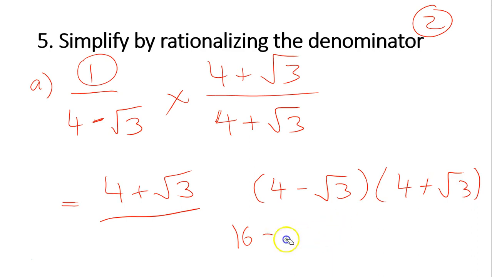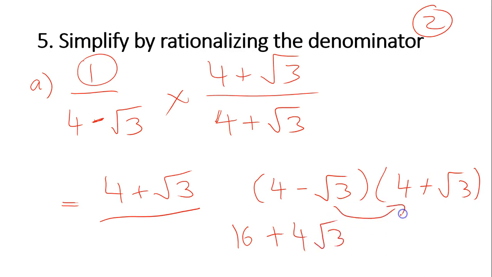Oh no, I made a mistake. Sorry. Let's start from the start. 4 times 4, again 16. Now we have to multiply 4 by root 3. Sorry, my bad. I multiplied this earlier. We have to do this. 4 times root 3, which is 4 root 3. So plus 4 root 3.